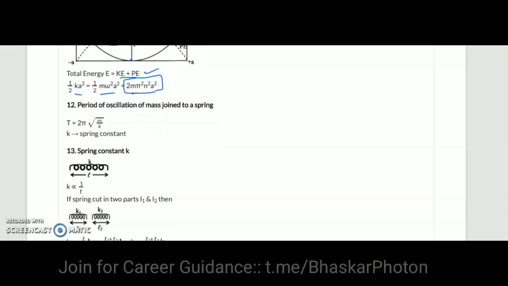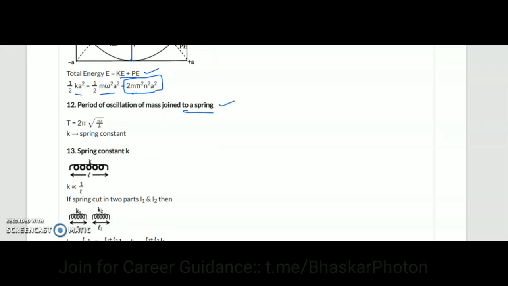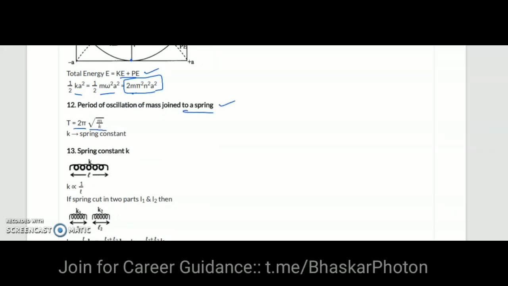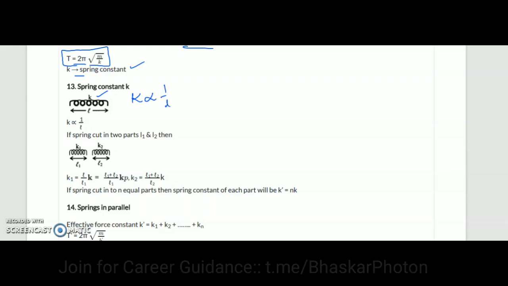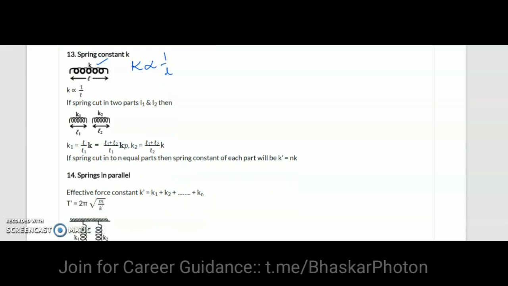And the period of oscillation of a mass joined to a spring is T = 2π √(m/k). K is what? The spring constant. Here, if you have a spring with spring constant K and length L, then this spring constant K is inversely proportional to the length. So like this, you have two springs with spring constants K1 and K2 and lengths L1 and L2.